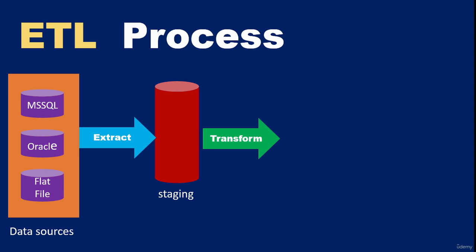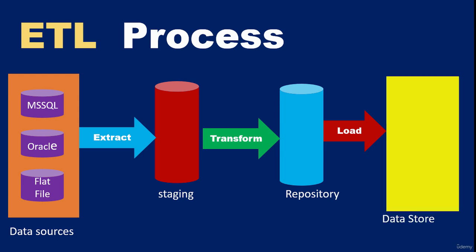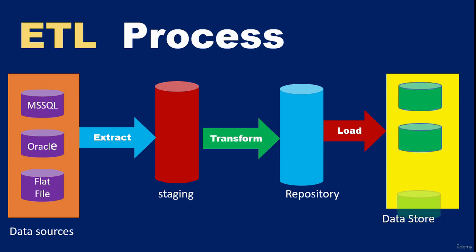Once the data has been transformed, you can hold it in a repository. From that repository, you can then load the transformed data into your data store or data warehouse. And this could include several database systems you want to load the data into. So this is just a basic illustration of how the ETL process works.